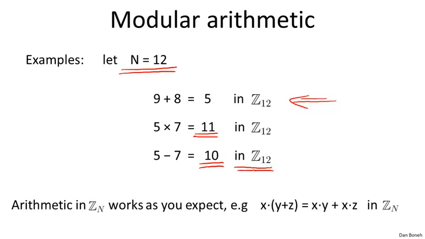Now, I'd just like to make a general statement that in fact, arithmetic in Zn, in other words, arithmetic modulo n, works just as you would expect. So for example, all the laws that you know about addition or multiplication work equally well in Zn. For example, the distributive law, x times (y plus z), is still going to be equal to x times y plus x times z. So many of the things that you know about arithmetic when working over the integers or in the reals will translate to working in Zn, namely working modulo n.